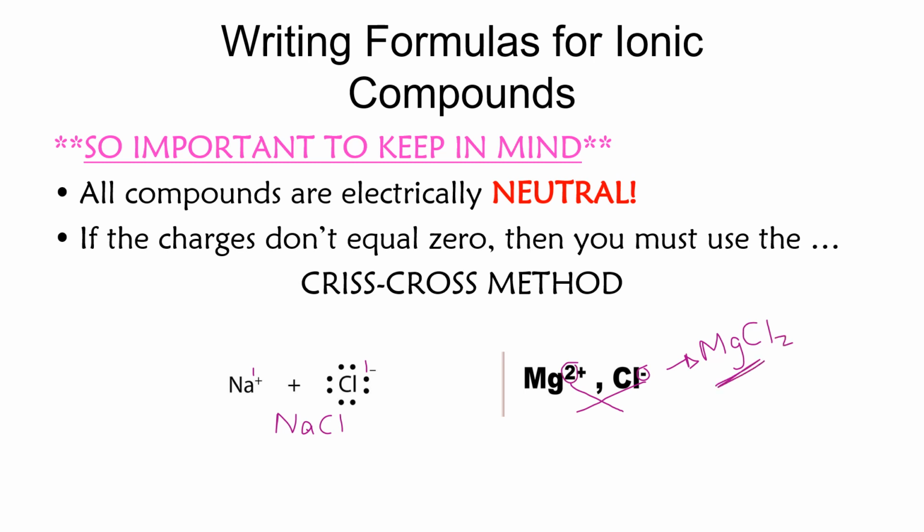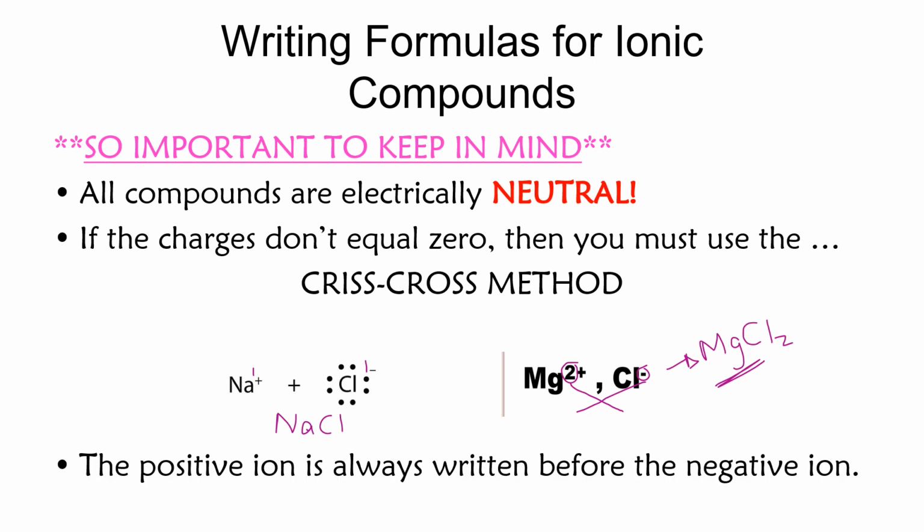And that's because we did the crisscross. All you have to do is bring down the charges. The charge of magnesium goes down to chlorine and becomes its subscript, and the charge of chlorine comes down to magnesium and becomes its subscript. Another super important thing to remember is that positive ions are always written before the negative ions. So we can't write Cl2 first and then Mg. We have to write magnesium because it's a positive ion, and then write chlorine because it's a negative ion.